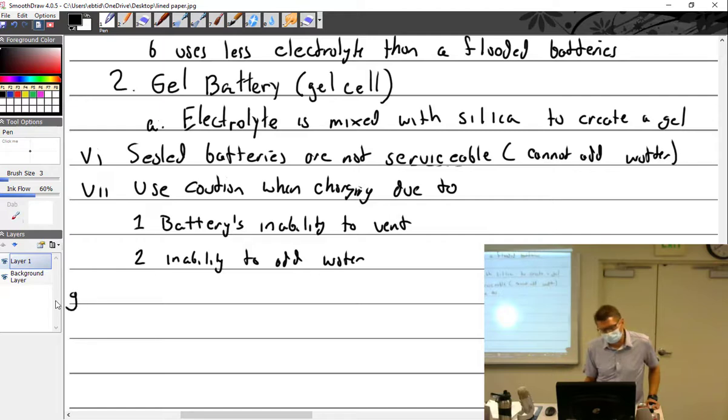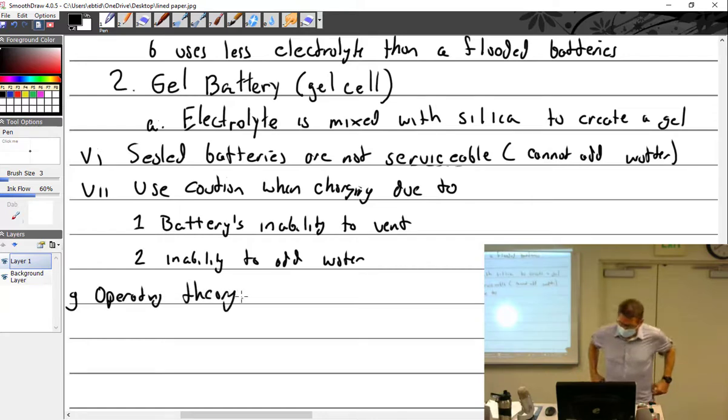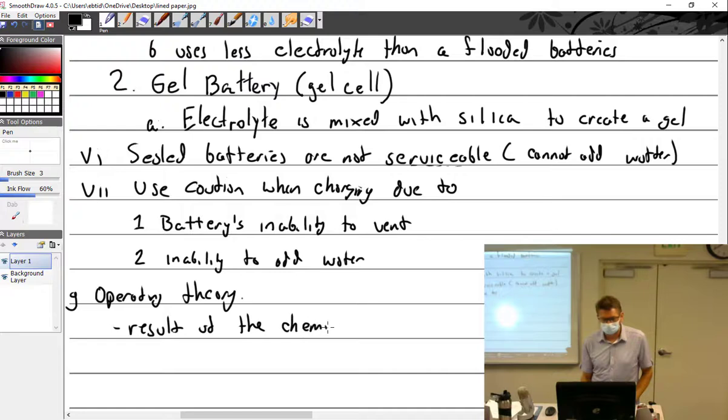All right, so this is G, way off to the left now, operating theory. What I have written here is long. It says the actual chemical process that occurs is beyond the scope of this class and not relevant to your job as a mechanic. However, the result of the chemical action is important. So I'll put that result: the result of the chemical action is important and it is relevant.